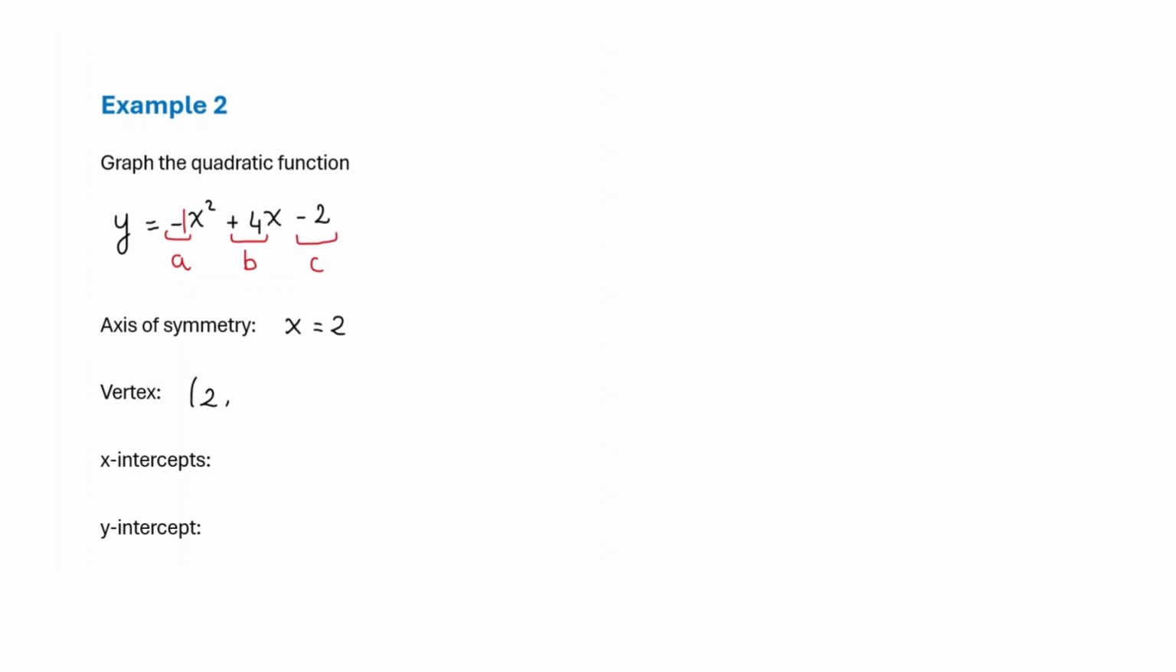Its x-coordinate is 2. Substituting this value back into the function, we get y equals the negative of 2 squared plus 4 times 2 minus 2. That's -4 plus 8 minus 2, which gives us y equals 2. Therefore, the vertex is the point 2, 2.